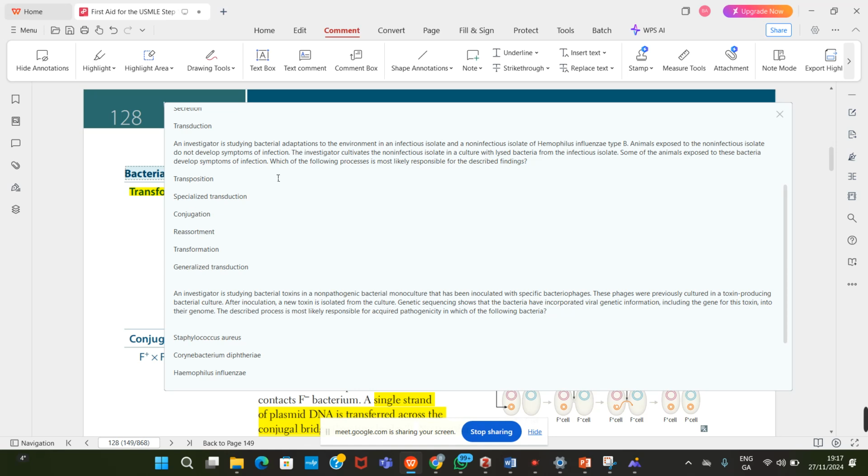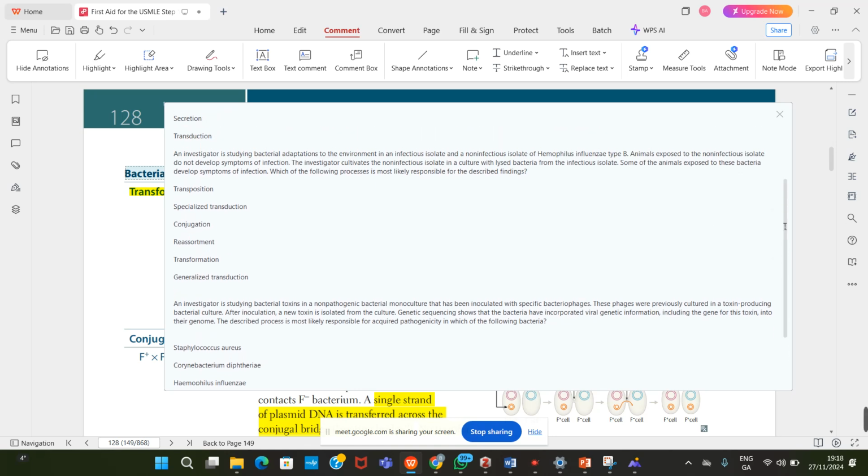Transformation. That is very simple. Because at first, when they were exposed to that one, they did not get the disease. Now after mixing it with the lysed bacteria, when they are exposed to it, they get the disease. Exactly, because when they cultured it with the lysed form, they were able to gain that tendency to cause infection.